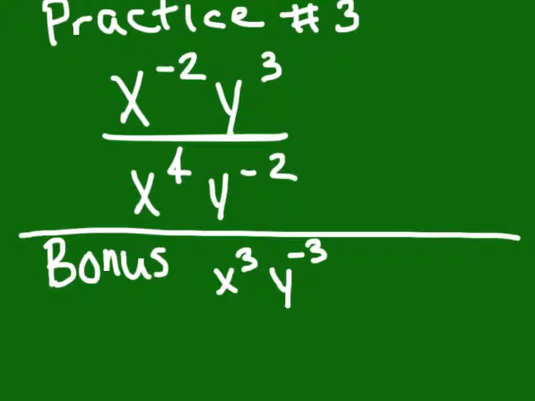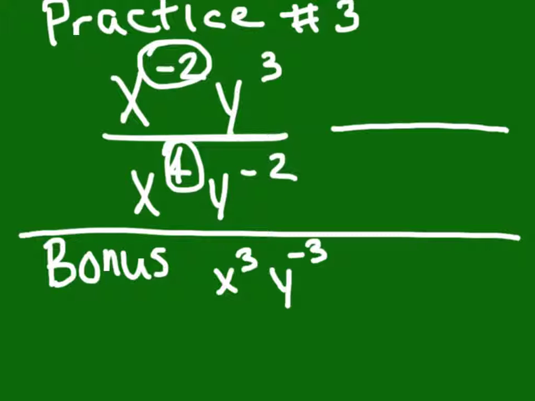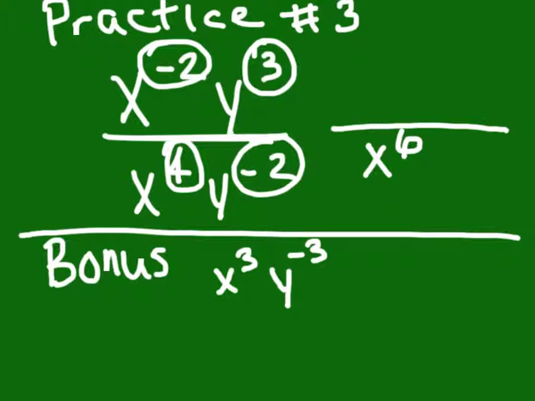We have x to the negative 2, y cubed, over x to the 4th, y to the negative 2. So we have x to the negative 2 over x to the 4th. Is 4 bigger, or is negative 2 bigger? 4. So that exponent goes on the bottom. What's 4 minus negative 2? 6. Okay, now we look at our y's. We have y cubed and y to the negative 2. Which one's bigger, 3 or negative 2? 3. So that exponent goes on top. And what's 3 minus negative 2? 5. So we should have y to the 5th over x to the 6th.